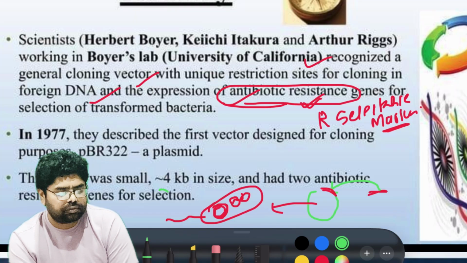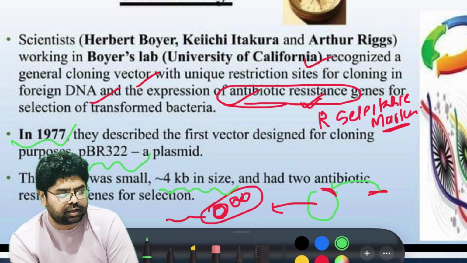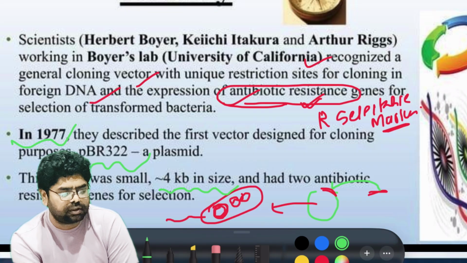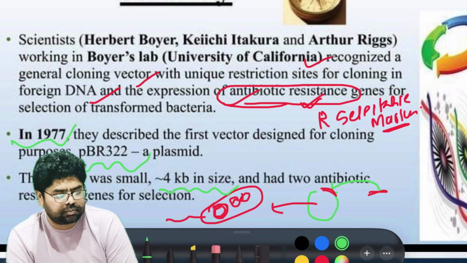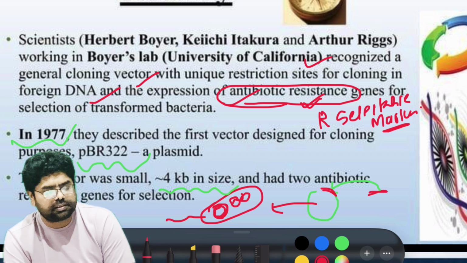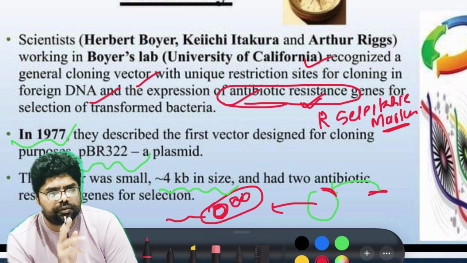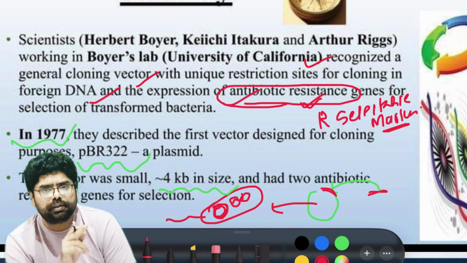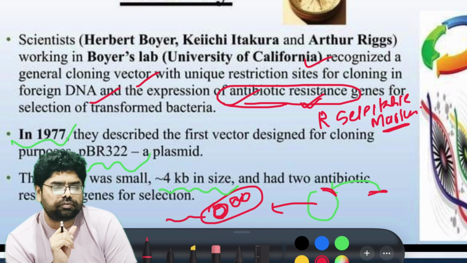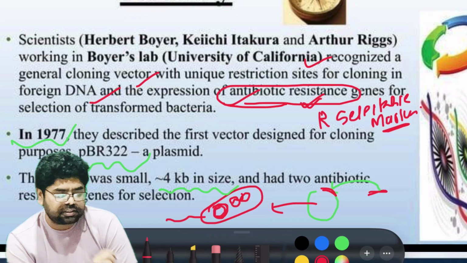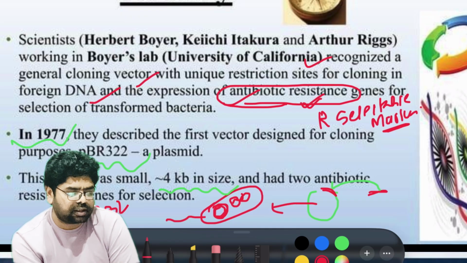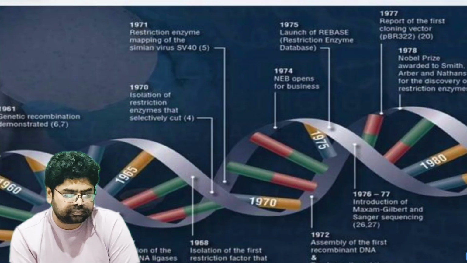The vector size here is very small, like 4 kb, and we are talking about pBR322, which was discovered in 1977, and it had two antibiotic resistance genes. What are they? If you know, please write in the comment section. I will be very happy to hear from you. What are the resistance genes present inside pBR322? Please write in the comment section.